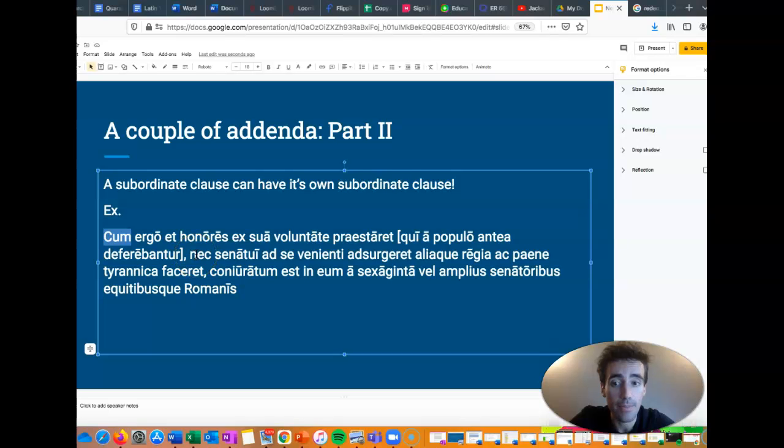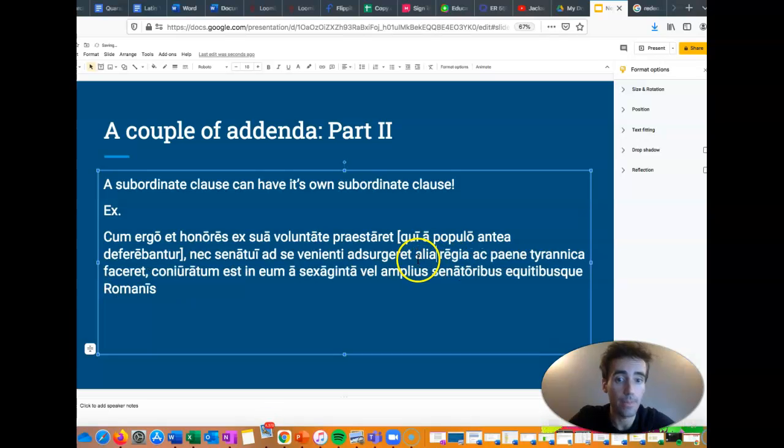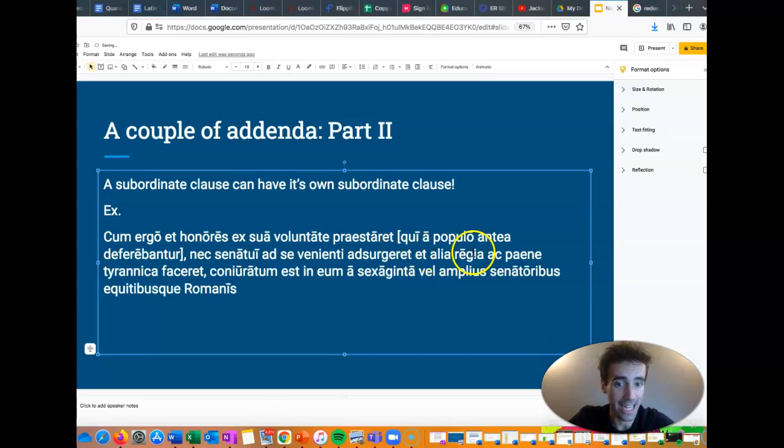So I get to nec, which means I'm part of this main clause again. Keep going to my next verb. I get to adsurgeret. And so I'm like, oh, I'm done. But look at this pesky little -que. So I know that this -que actually is the same, right? Because it's attached to the second word. It's the same as saying et alia regia ac paene tyrannica faceret. So now I know that actually all three of these words are all part of this clause with cum. I get to faceret, and now I'm like, all right, now I'm done with that cum clause because there's no et or sed here. And then I get coniuratum est in eum a sexaginta vel amplius senatoribus equitibusque Romanis.